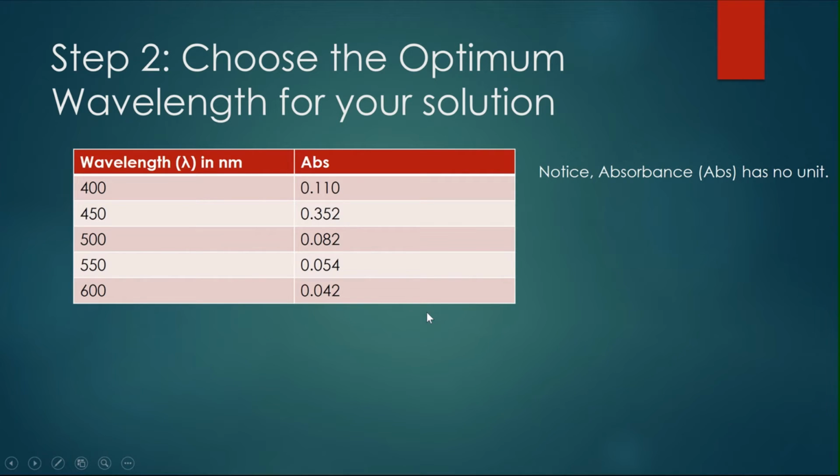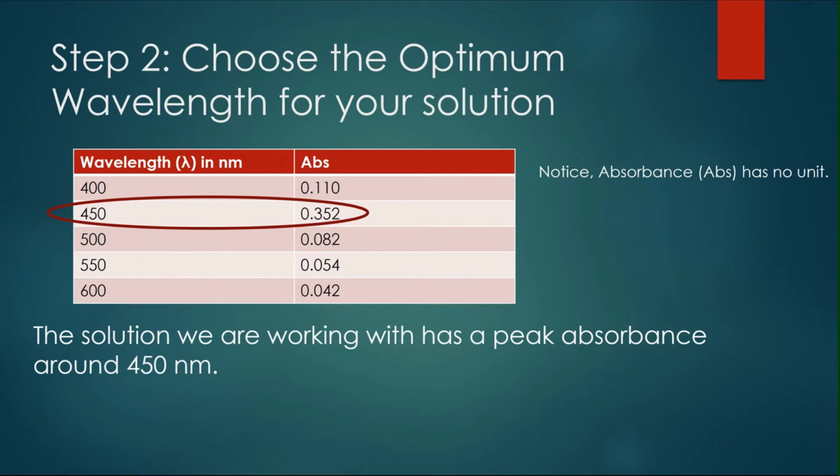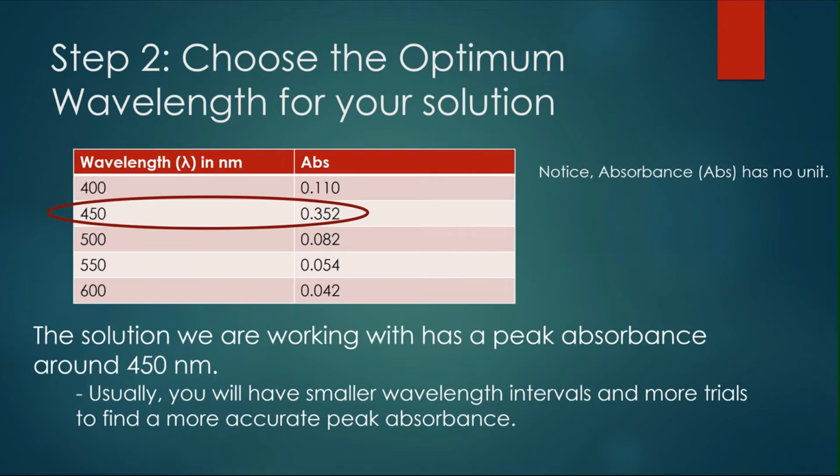Generally you'll have one peak. You may even have multiple peaks. When that's the case, you want to choose your highest peak. That is the wavelength of light that your solution absorbs the best. That's your optimum wavelength. For this one, it's 450 nanometers. Again, every solution is going to have a different wavelength that it absorbs light best at.